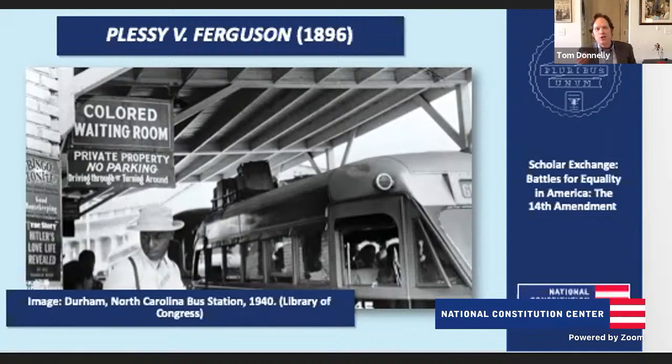He saw what was happening during Reconstruction. He saw the violence against African Americans. He saw the ways in which white Southerners were undermining the promise of equality that we had after the Civil War, and he changed his views.